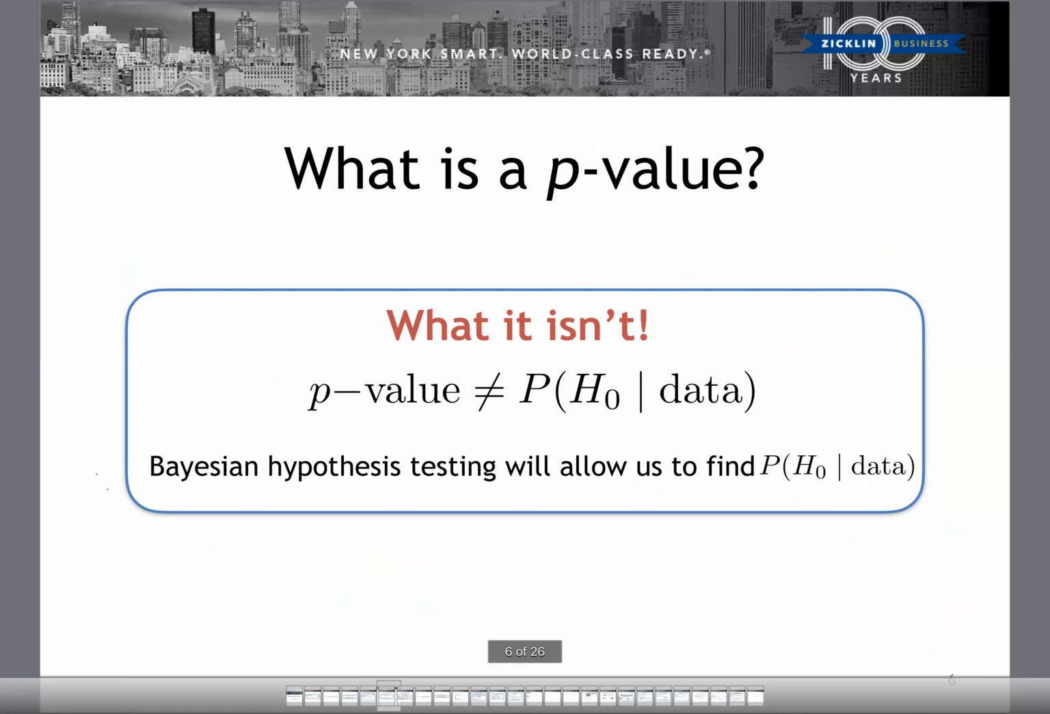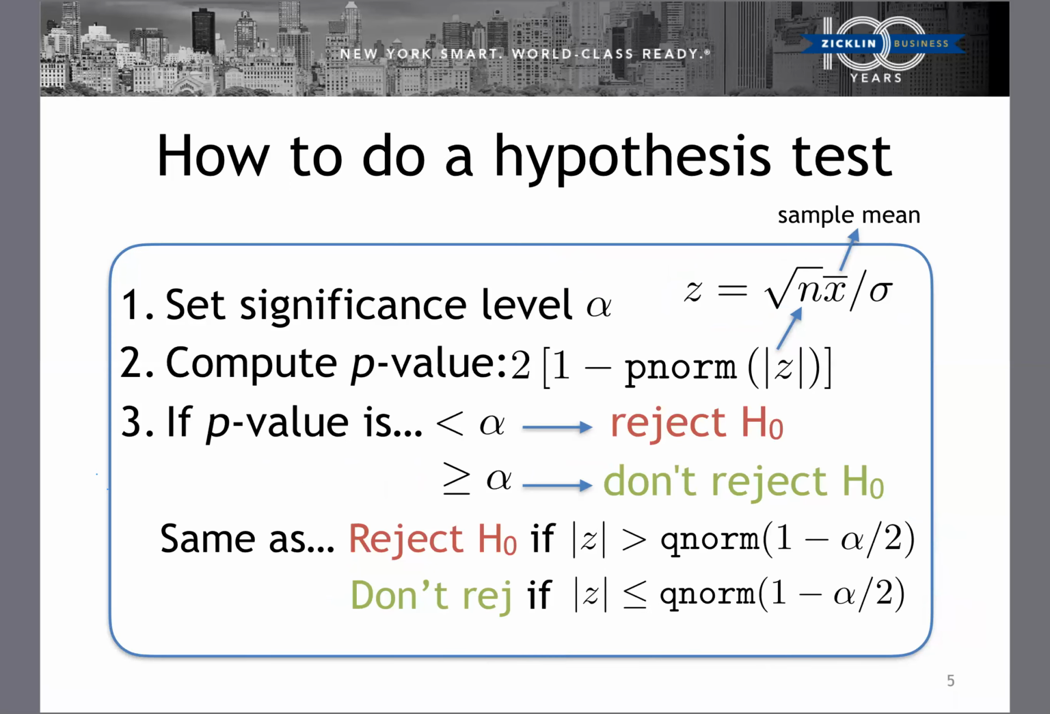Okay, so these decisions that we're making are based off this p-value. This p-value is a probability.